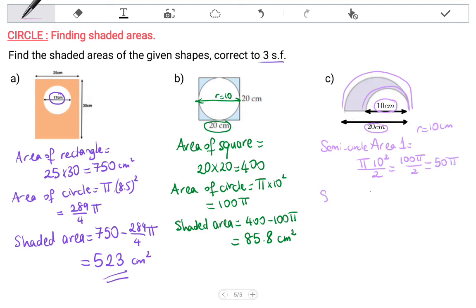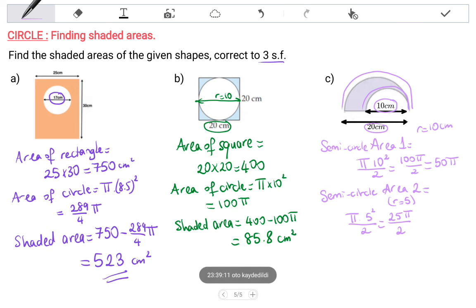Let's go and find the semicircle area 2, which is the area of the smaller semicircle, and this will have the diameter 10 and radius 5 in this case. So again, pi r square is the area formula for a whole circle, divided by 2. So this is 25 pi over 2. So leave it as exact value.